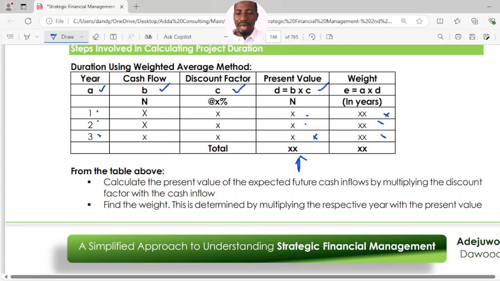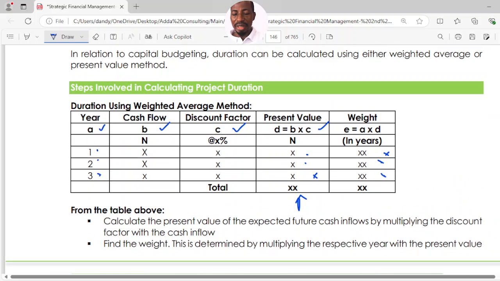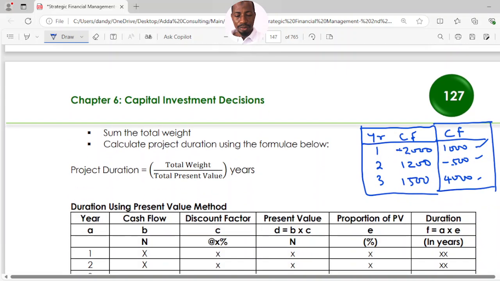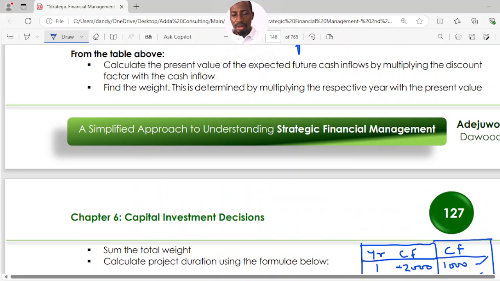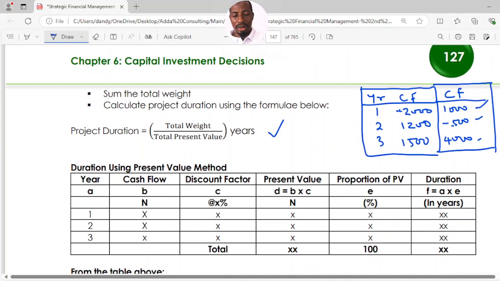Once I have that, then I will now move to step 3, which is to calculate the project duration. The project duration is the total weight divided by the total present value. Okay, this is the duration here. Total weight divided by total present value will give me the project duration. That's it. It's as simple as that. So from this material, you can follow the procedure the way I listed it there. Once you master the format, you are good to go.